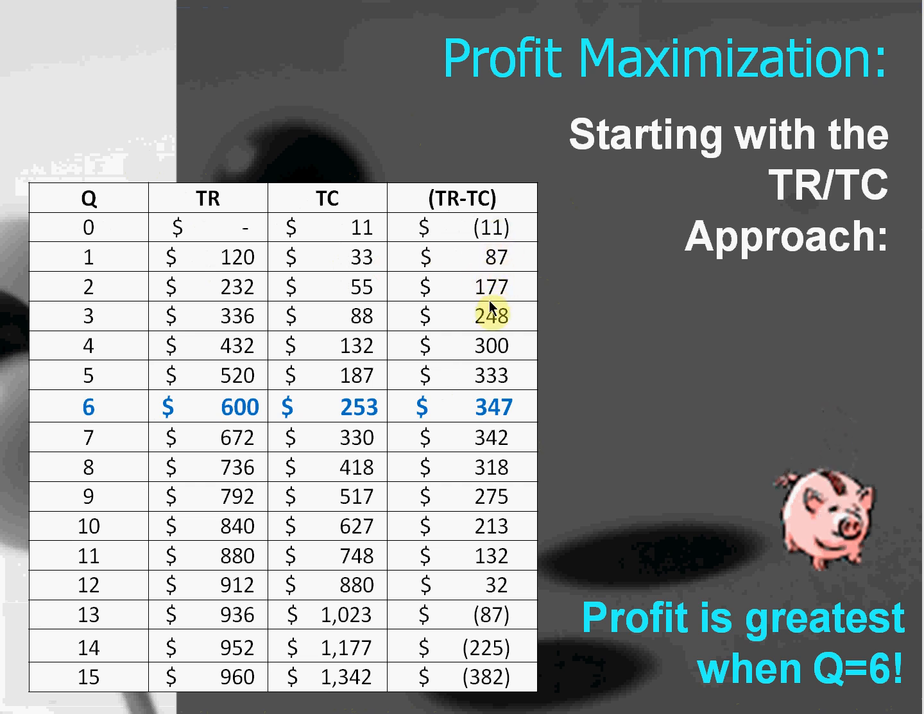Notice that the profit goes up from 100 to 200 to 300. Here at 347, we find our maximum value because anything beyond this falls. In fact, once we get to 13, we find here in this example that we're again running a loss.